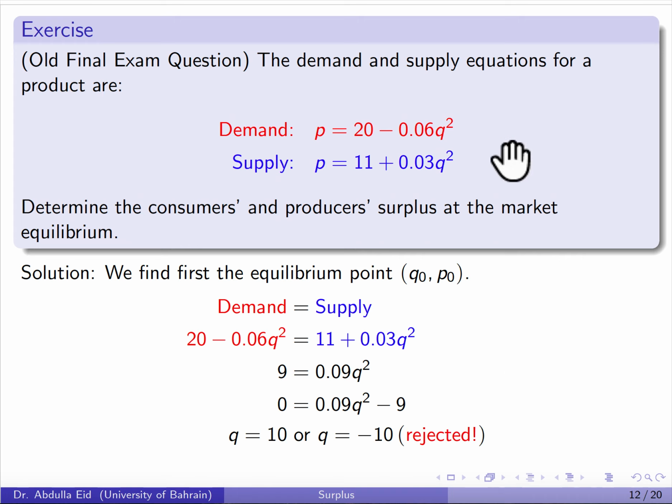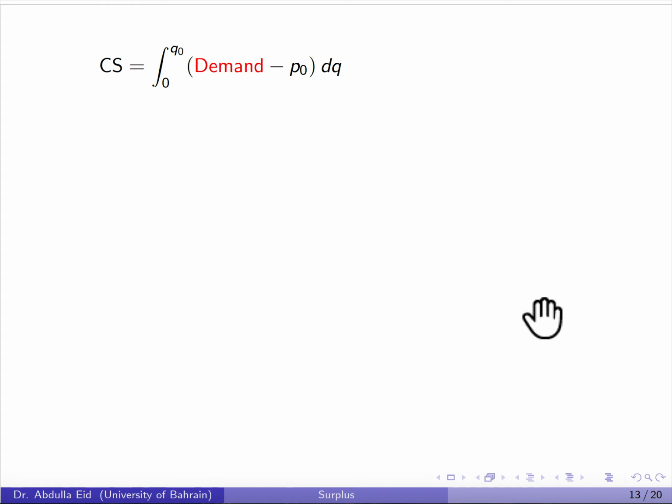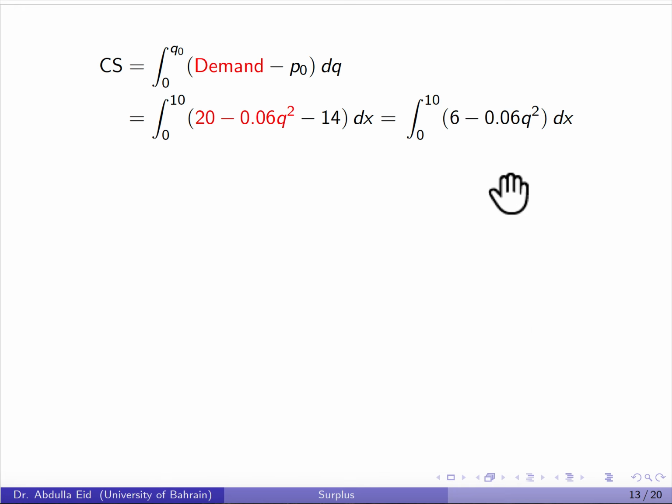Either we substitute in the demand or in the supply to find the price. We get the price 14. And next, we find the consumer surplus, which is this one. Now, the integral of 6 is 6q. The integral of q squared is q cubed over 3. Substitute 10, substitute 0, you get just 40.